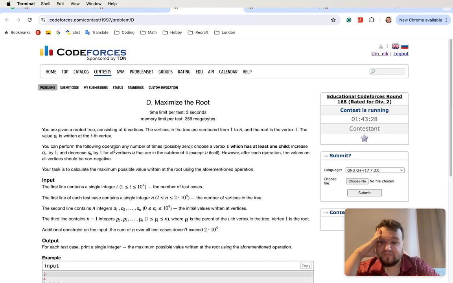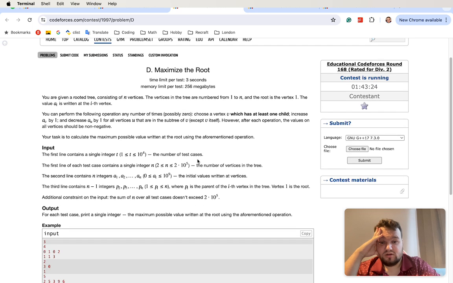Problem D. You're given a rooted tree. The root is vertex number 1. Value a_i is written at the i-th vertex. You can perform the following operation any number of times. Choose a vertex v which has at least one child, so not a leaf. Increase a_v by 1, decrease a_u by 1 for all vertices u that are in the subtree of v except v itself.